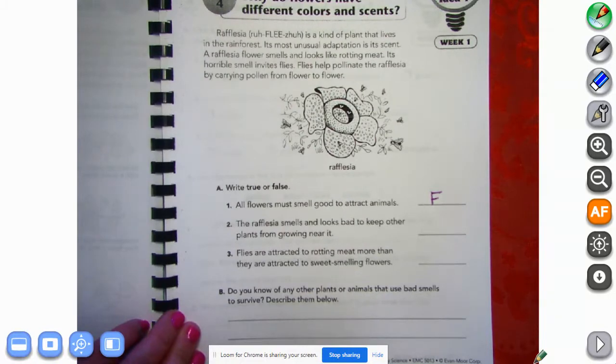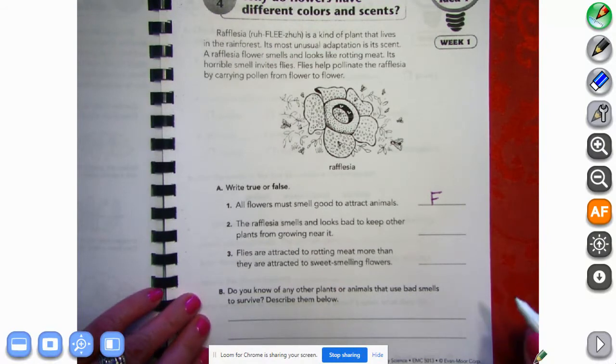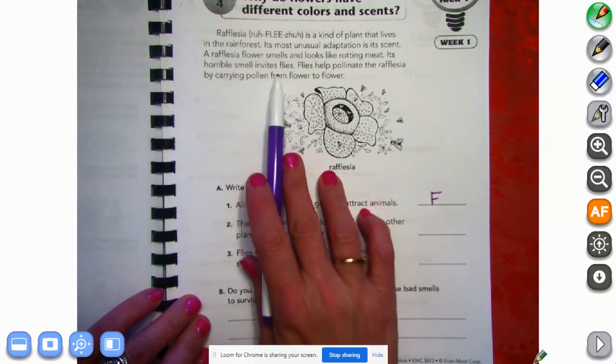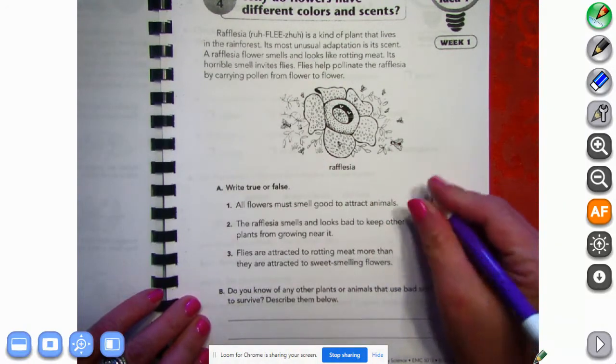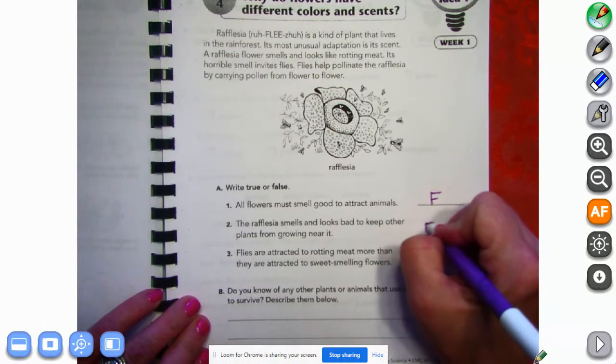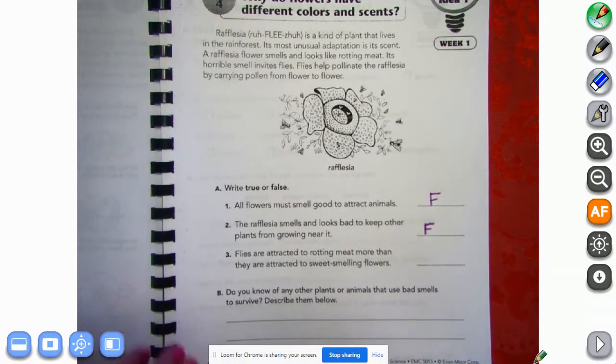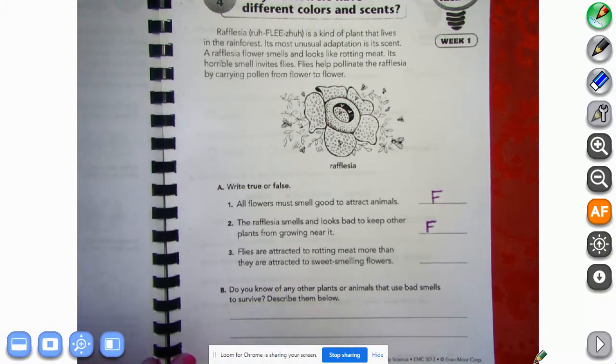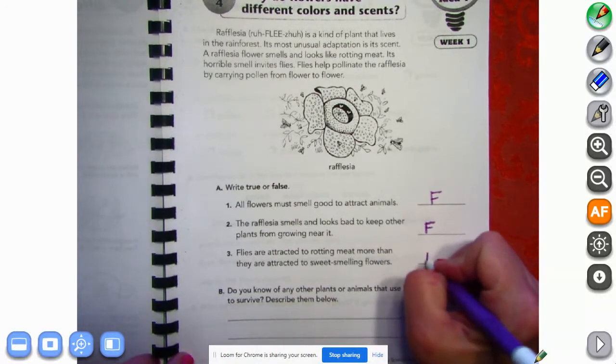Number 2, the Rafflesia smells and looks bad to keep other plants from growing near it. Is that why it smells bad? It says up here that it smells bad so it can attract the flies. So that is false. Number 3, flies are attracted to rotting meat more than they are attracted to sweet-smelling flowers. True.